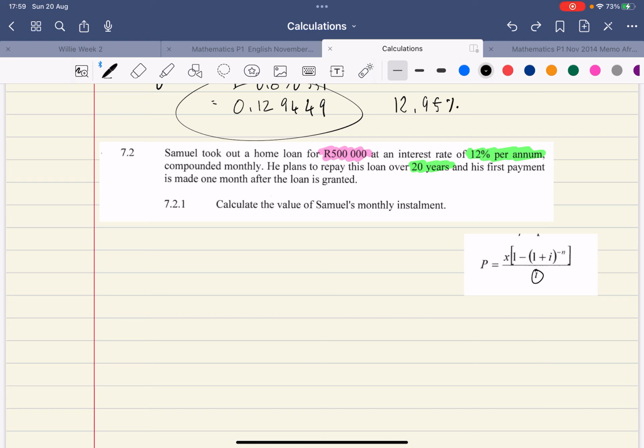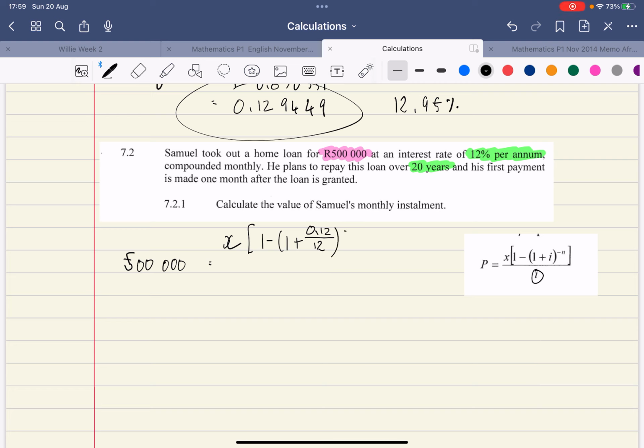So to show everything that we have, we've got 500,000 equal to X. That's what we want to calculate. 1 minus 1 plus. All right, what's our interest? 0.12. Now, look here. This is per annum, and he is paying off his loan per month. So we must be dividing that by 12 to figure out how much he's paying every month.